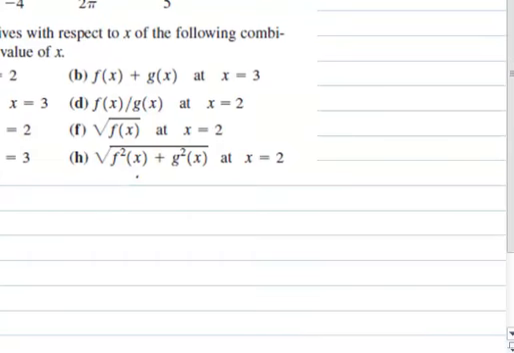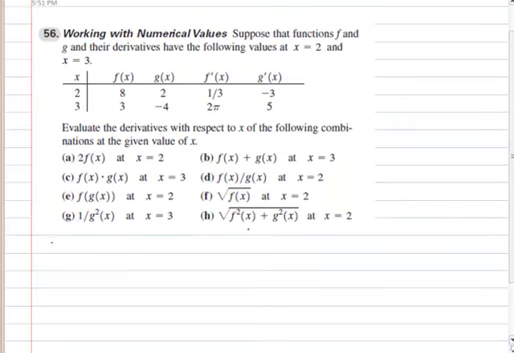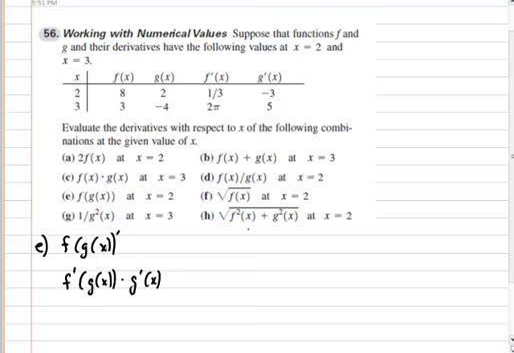So we're going to work only on these because these are the only ones that have elements of the chain rule. If we look at problem E, and you have f of g of x, and you want to take its derivative, then you've got to take the derivative of the outermost first, evaluate at the inner, times the derivative of the innermost. You plug in, because they want us to do this at x equals 2, f prime at g of 2 times g prime at 2.